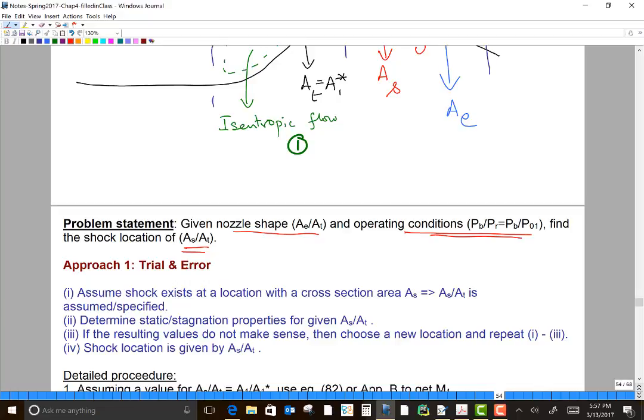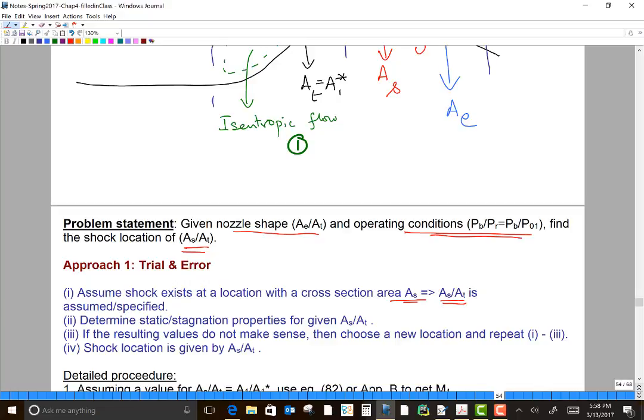Now we are going to do the reverse. So what we're going to say is, this is the back pressure, so where would the shock exist? And to do that, the first approach is what is called trial and error. So if you assume a shock exists at a certain location with a cross-section area AS, which gives you AS by AT, right? The shock would exist only when the flow is choked, which means AS by A star would correspond to AS by AT, okay?